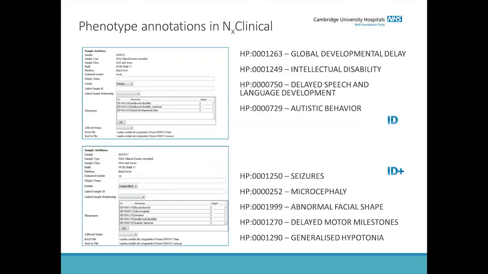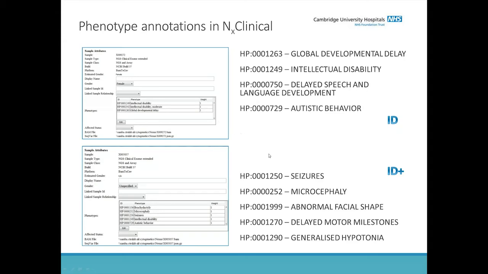What I spotted quickly was the limitation, which I mentioned earlier, that for a large proportion of these referrals, the only thing we received on a referral card was either global developmental delay or intellectual disability or some sort of autistic behavior. So I classed this group of referrals as intellectual disability, and this is the typical phenotypes box I had for many of these referrals.